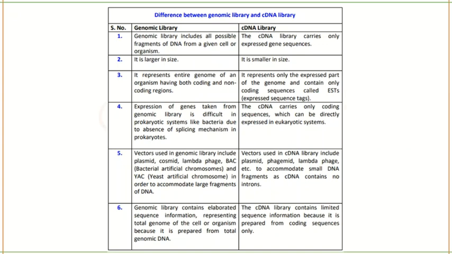So let's see some of the differences between the genomic DNA library and cDNA library. The genomic library includes all possible fragments of the DNA from a given cell, so that will also contain introns. But the cDNA library contains only the expressed gene sequences, which means non-coding regions will not be present in the cDNA library. In the genomic DNA library, all the sequences present in the organism will be there. A genomic DNA library is basically larger in size and a cDNA library is smaller in size. Yes, of course.